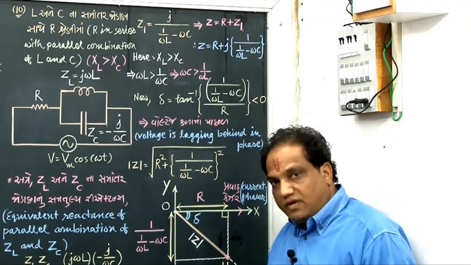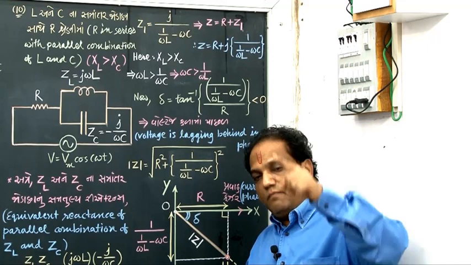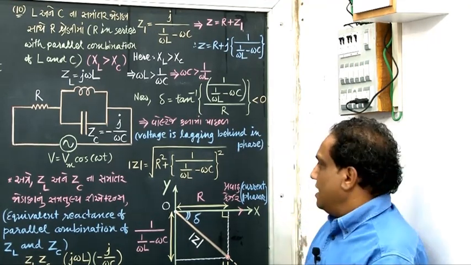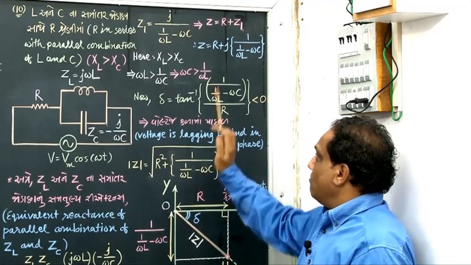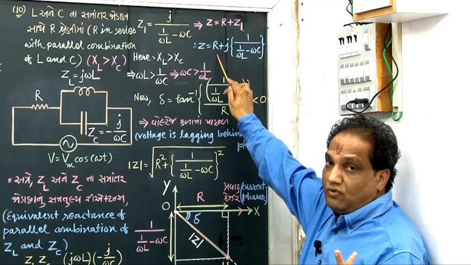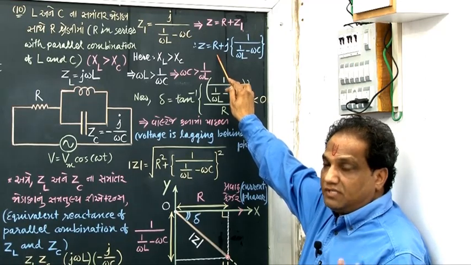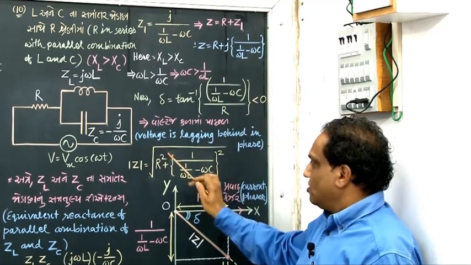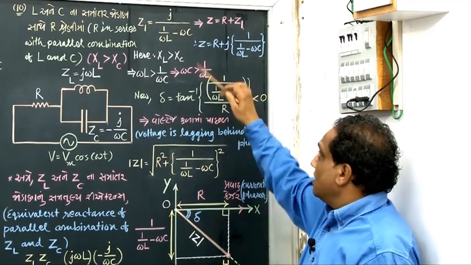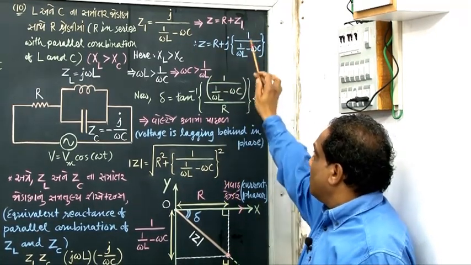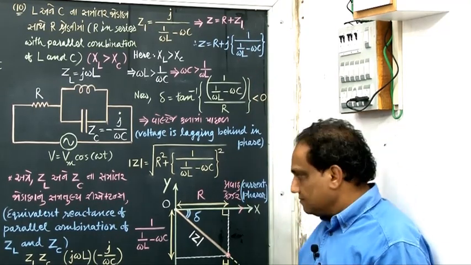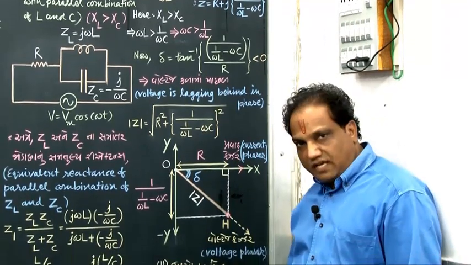Whenever delta is negative, voltage is lagging behind in phase. And now what about mod Z? Mod Z we can find out from here. How do we write the magnitude of complex impedance? Square root of the summation of squares of real and imaginary parts. So under root of R square plus 1 upon omega L minus omega C whole square. Correct?